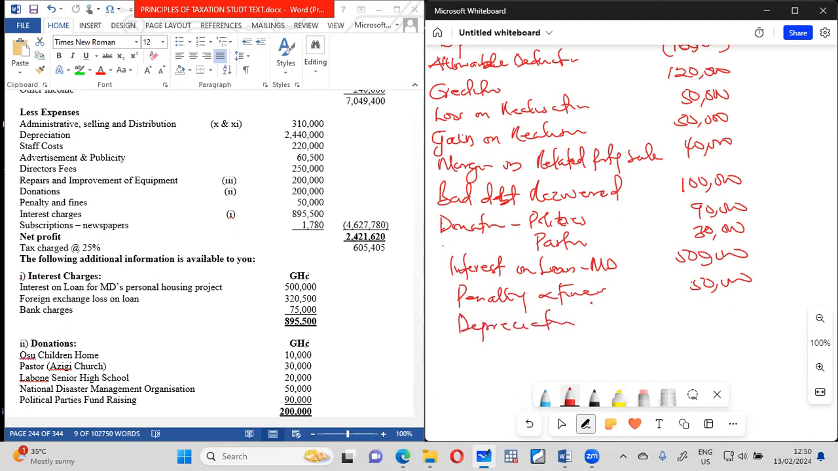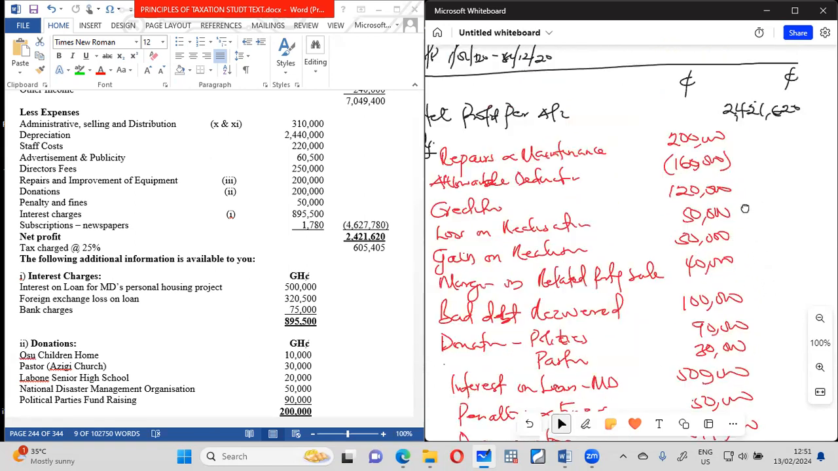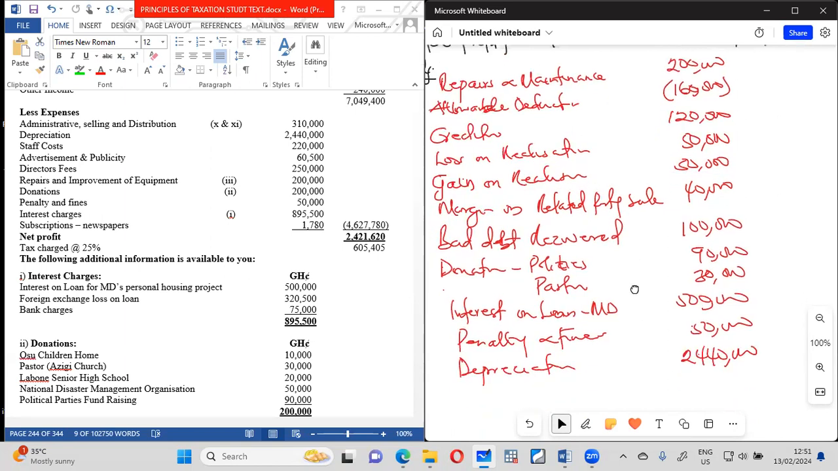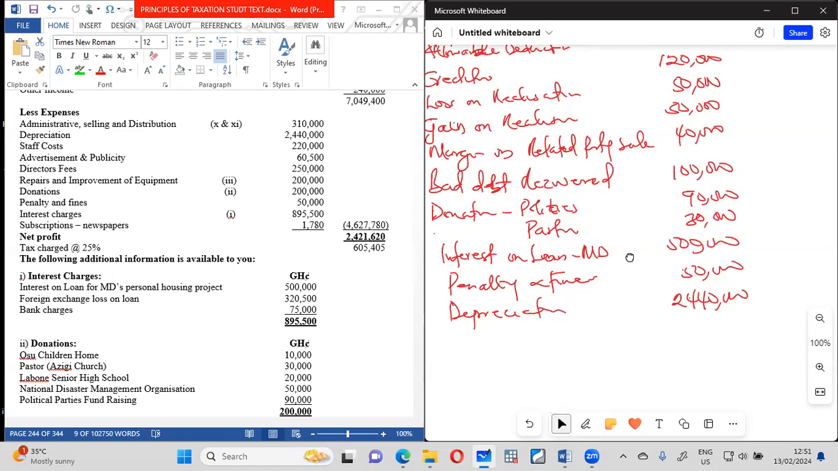Depreciation. So how much is the depreciation? The depreciation too, we have that is big money, 2440. Ladies and gentlemen, per what we learned the other time, something like the gain on this, you can decide not to bring it here. You can tax it separately. If it is from investment, you can tax it separately at 15%. All right. So that is that. I think we are good to go.